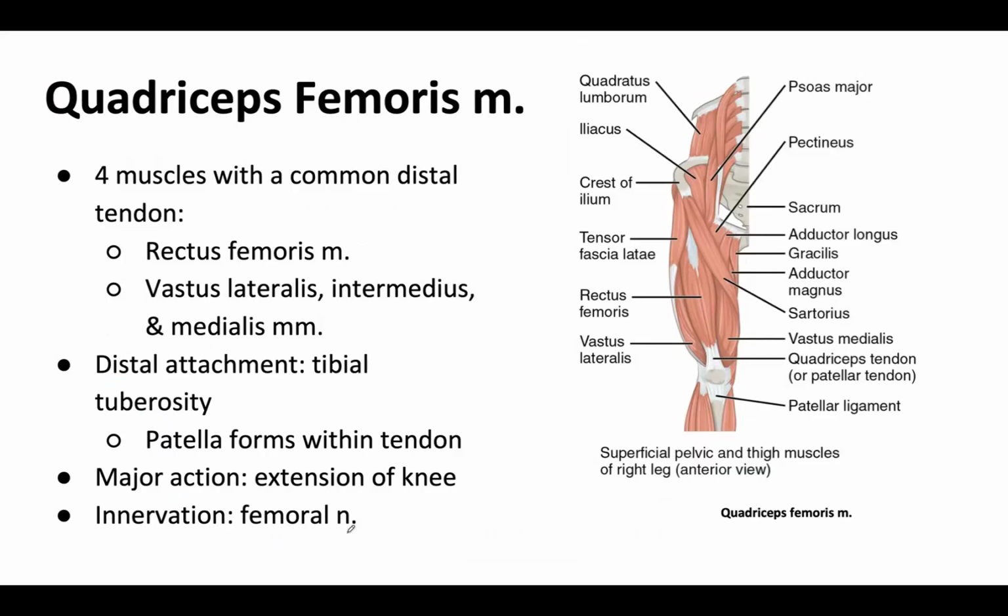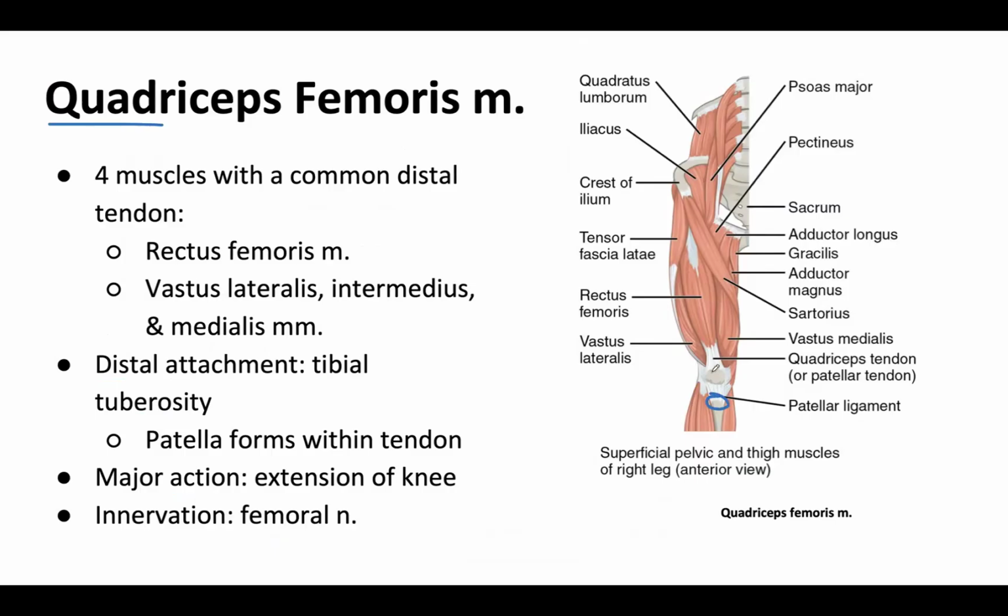Now moving on to the big one, the quadriceps femoris muscle, which as I mentioned takes up most of the real estate in the anterior compartment of the thigh. You have quad in its name, so we need to be thinking four, and that's what we have. We have four muscles that will share a common tendon that will attach on the tibial tuberosity of the tibia.